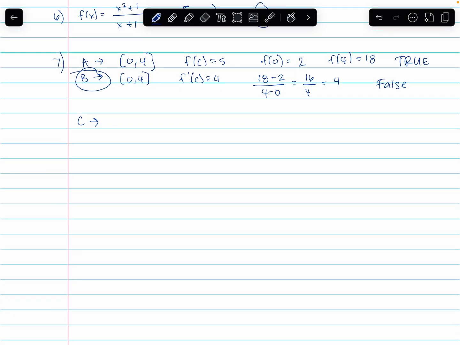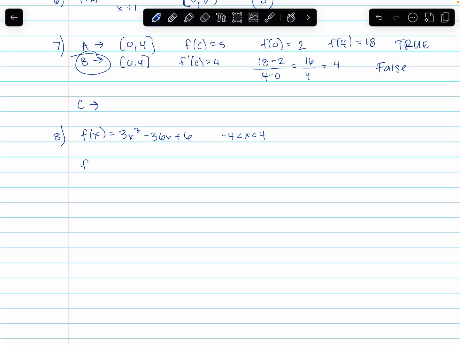Okay, jump to 8. Let f be the function defined by f of x is equal to 3x to the third minus 36x plus 6, for negative 4 less than x less than 4. Which of the following statements is true? F is decreasing on an interval. Okay, so based off of the answers, we're trying to see where f is decreasing.